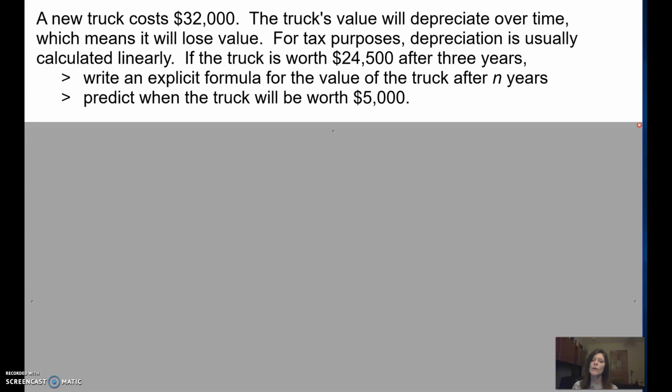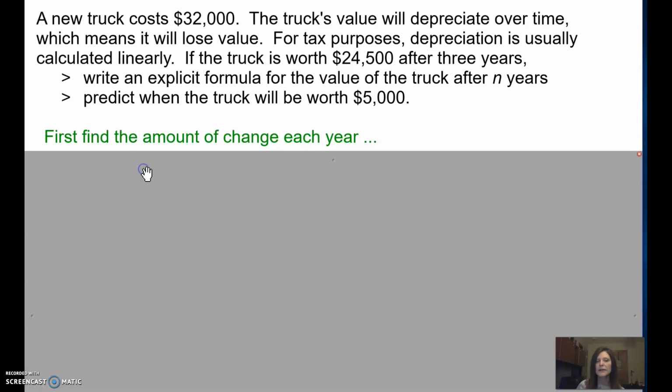So the change is now a negative change instead of a growing change. But the key is it's a linear change, the same amount of change every, in this case, year. So our truck starts at $32,000. It's depreciating, which you're going to calculate linearly. And at 3 years, it's worth $24,500. So our first task is to come up with the explicit formula. Then we're going to use that to predict when the value will be $5,000.